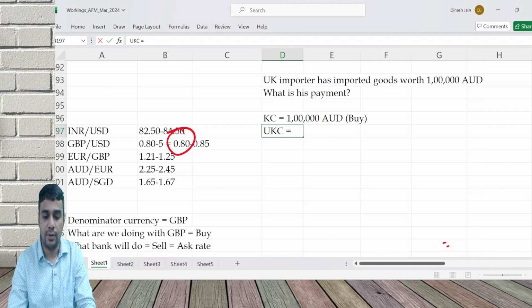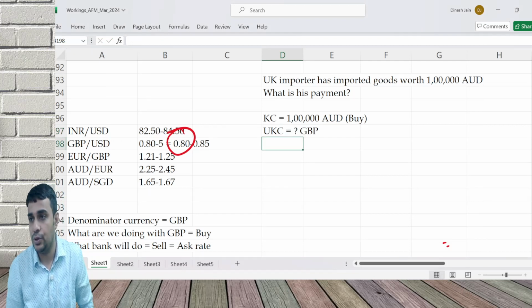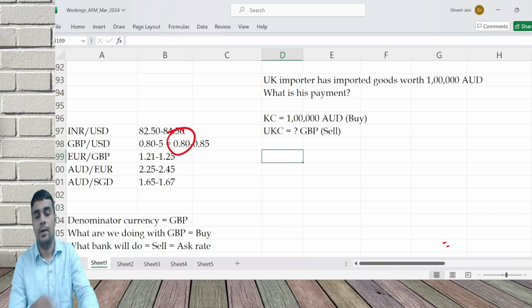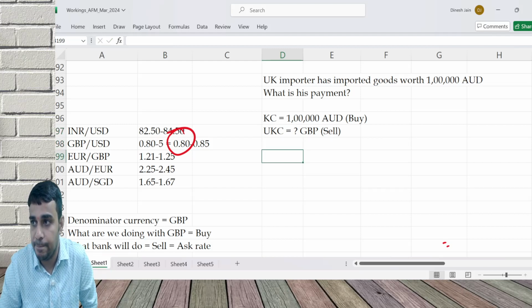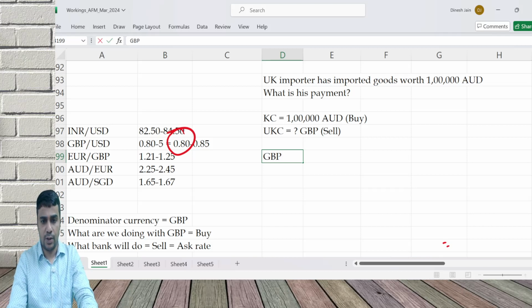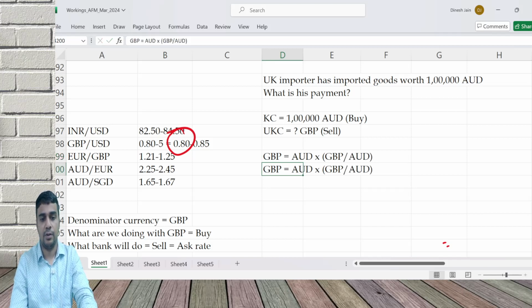Unknown component: UK question mark GBP. In bracket, what are you going to do? Sell. We are going to sell GBP. Any doubts on this? First step is done. Second step is expansion. GBP is equal to what? AUD into GBP by AUD.